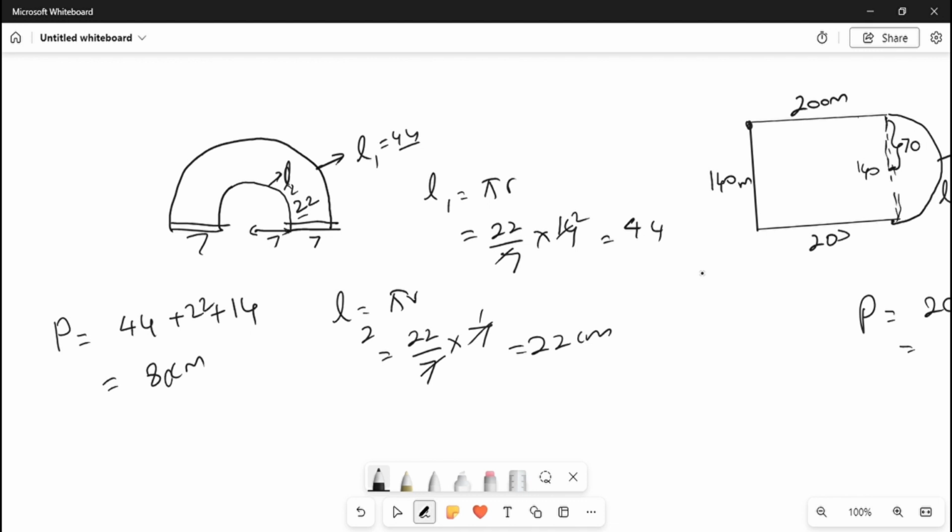This is how we are finding the perimeter of the circle pieces and compound figures and separate circles. So I think today's lesson is regarding perimeter.